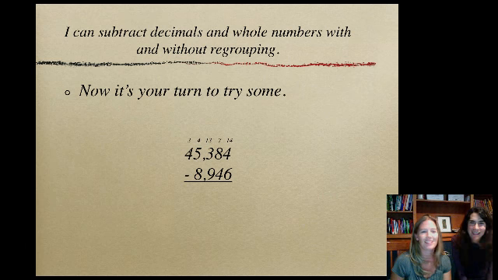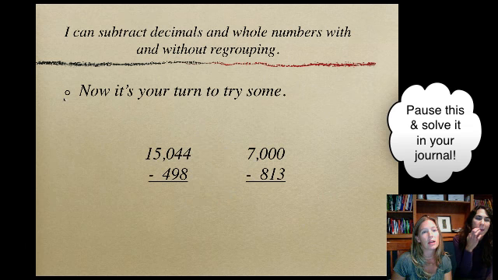So ungroup my 4 10,000s, leaves me with 3. And now I have 14 thousands minus 8, which I can do. So when you go through and have all these subtracted out, you end up with 36,438. So hopefully you got that. Big numbers.